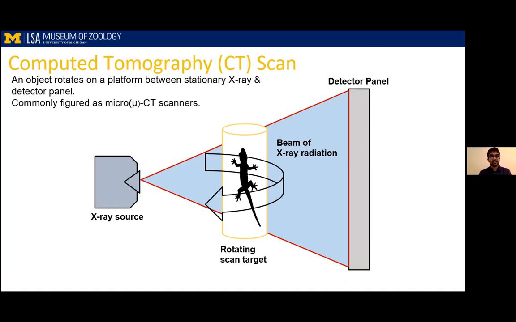The other configuration is one where the target platform actually rotates and the X-ray source and detector panel remain stationary. So in this case, it's the specimen moving as opposed to the radiation and detector panel. This is what we generally find in micro CT scanners, which are the type of CT scanner usually employed in research and occasionally in industry as well.